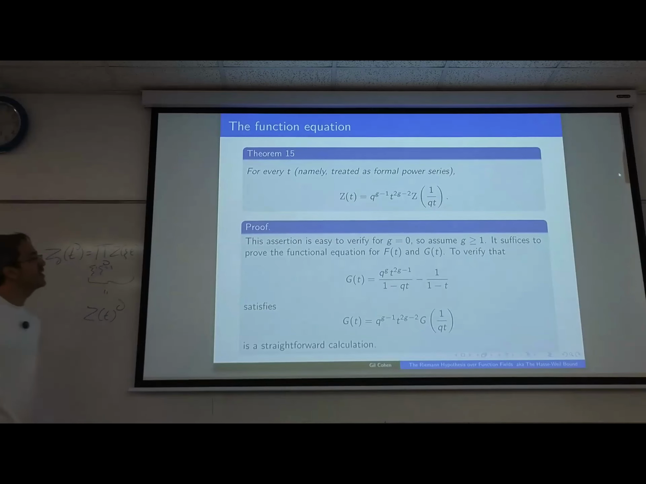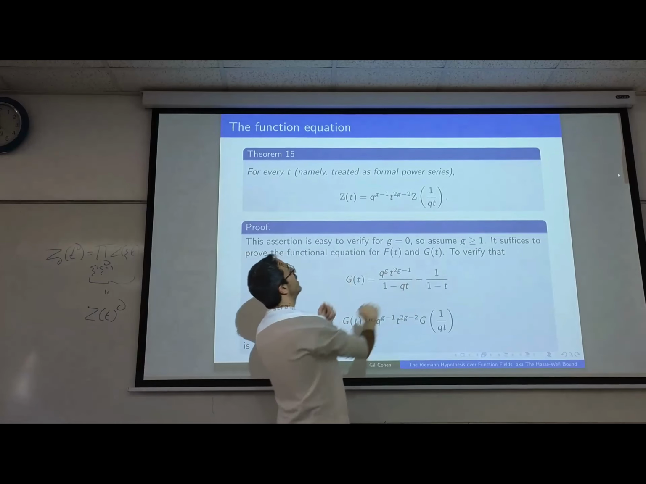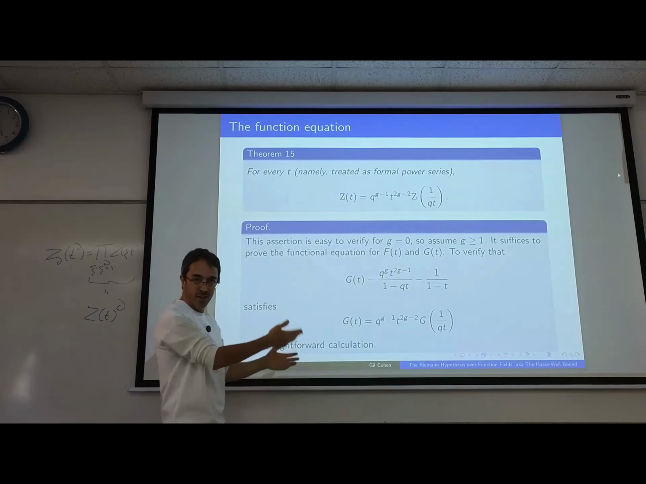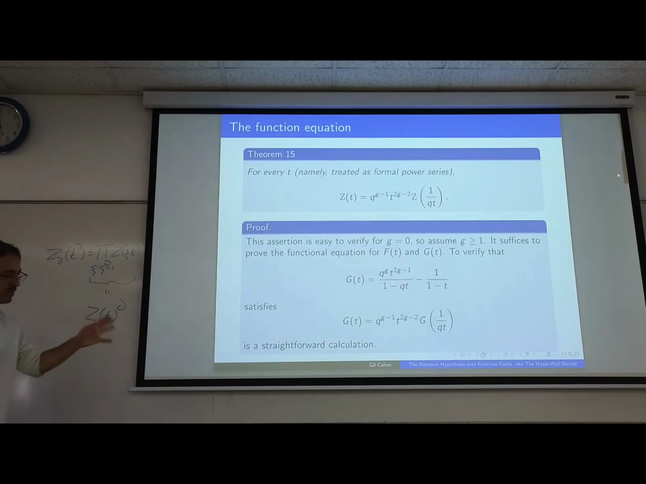G is actually obvious. It's obvious to verify. So I'm not going to verify that, because G is very simple. This is G. And what you have to do in order to check that G satisfies that is just plug 1 over QT into G and mess around, and it will work out. So it's just not interesting. But for F, it's extremely interesting. So let's do that for F, and then we'll take the break.